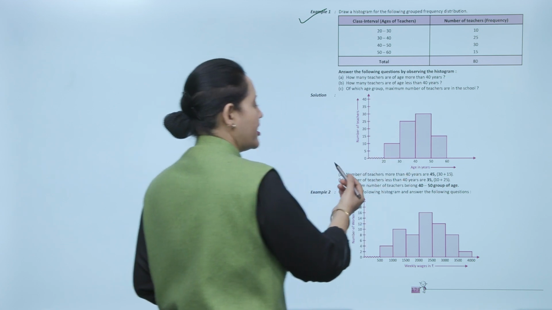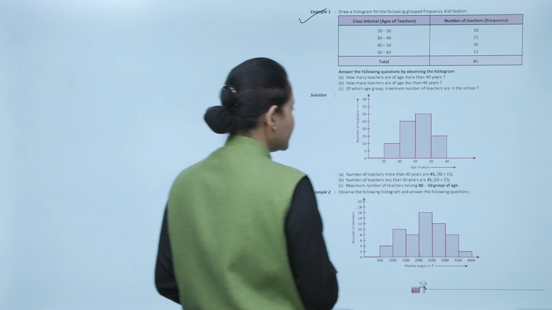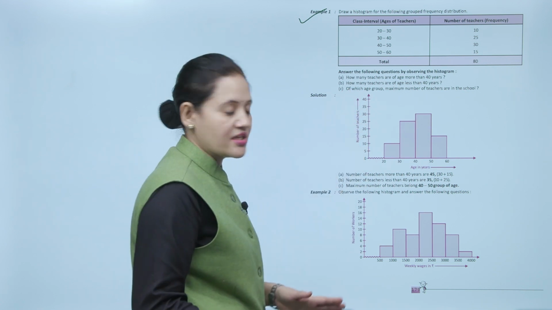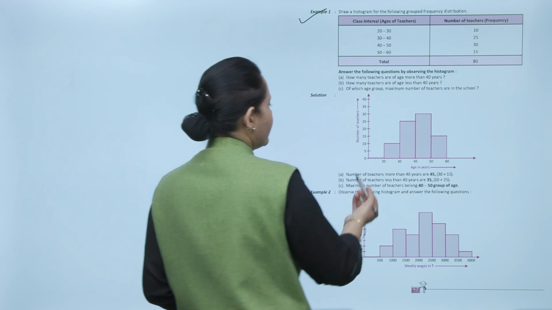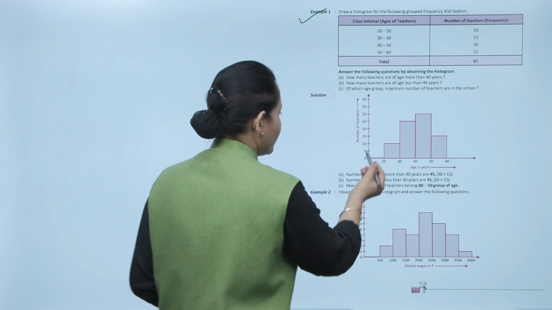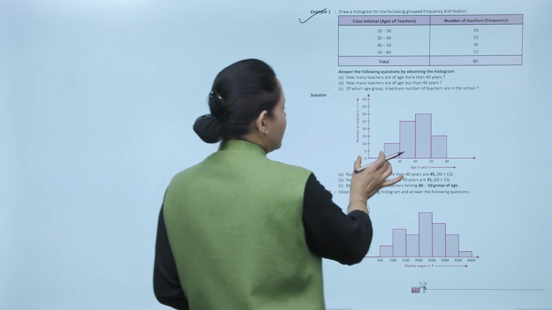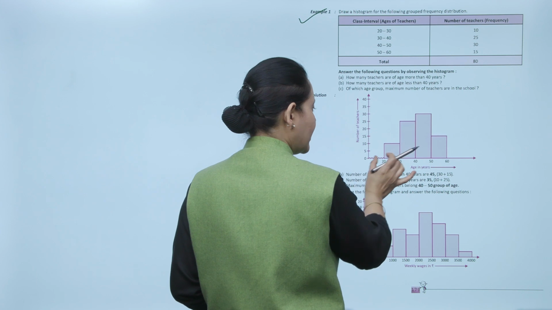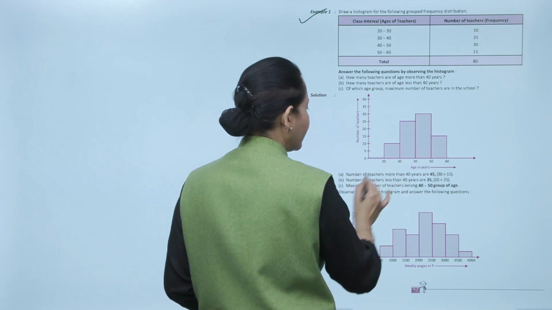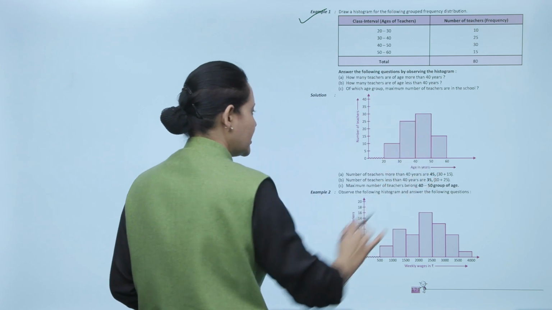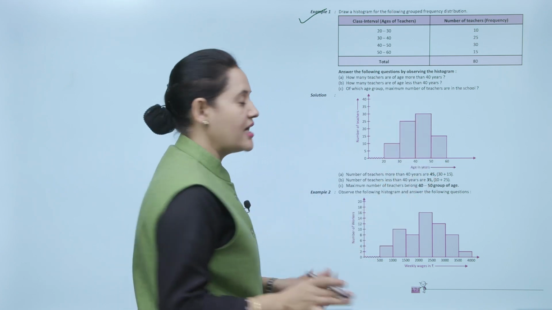On the x-axis we have taken age in years, and on the y-axis we have taken the number of teachers. So here 20 to 30 is the first class interval. Here we make the kink because the gap is not equal: 0 to 20 is 20, then 10, 10. So we make the kink here. Then accordingly, given the data, we'll draw this histogram. Now we will answer the questions.